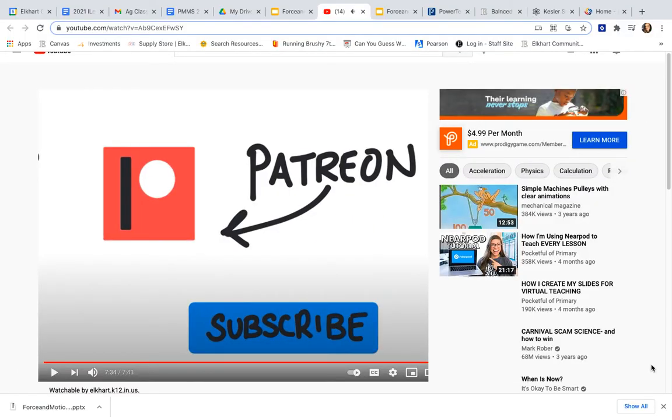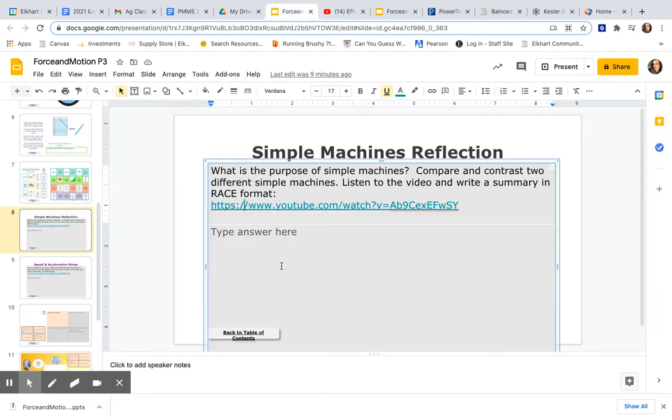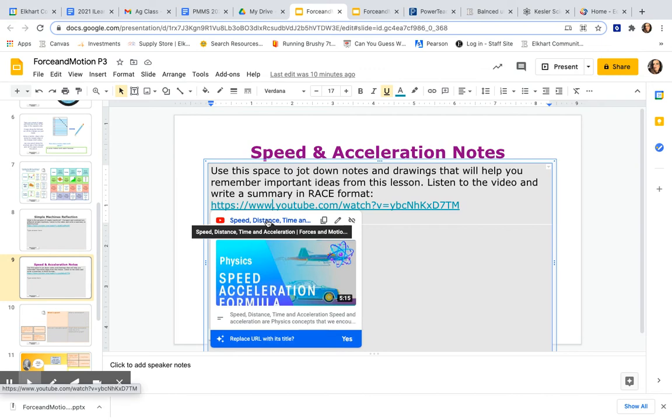Okay, so that is the efficiency in simple machines. What I want you to do is take and write a summary in race format, comparing and contrasting two different machines. And on slide 9, once again, we have another race format. And what you will do here is you will learn about speed and acceleration. So we're going to watch this video, and you're going to write about speed and acceleration.